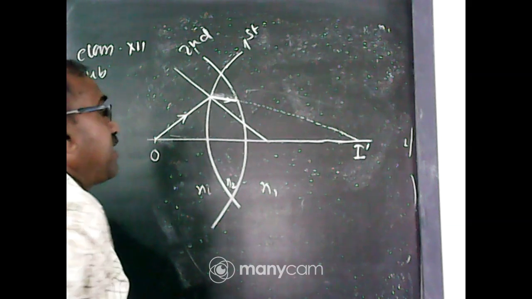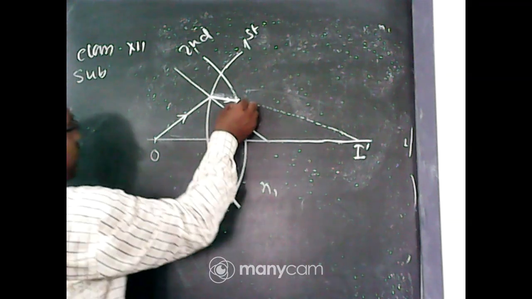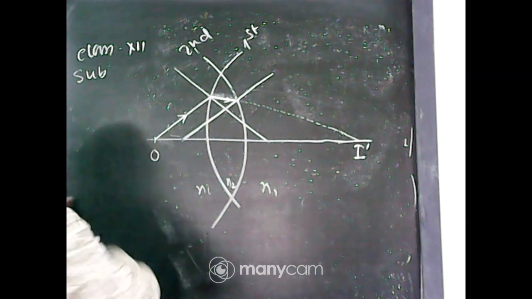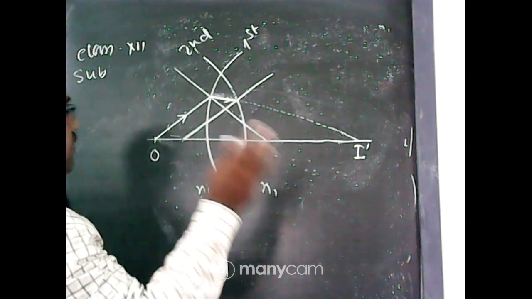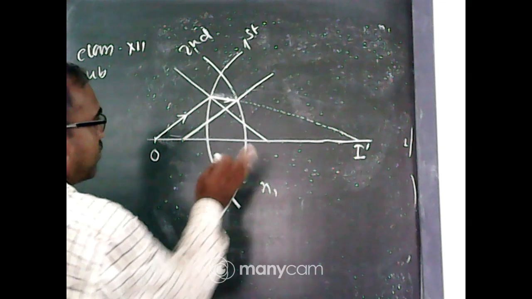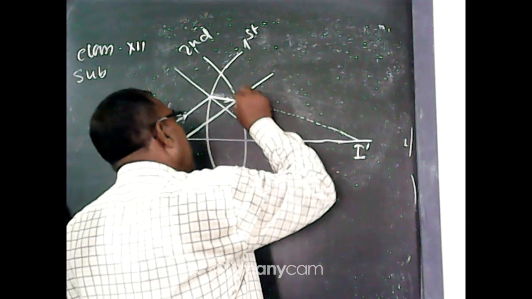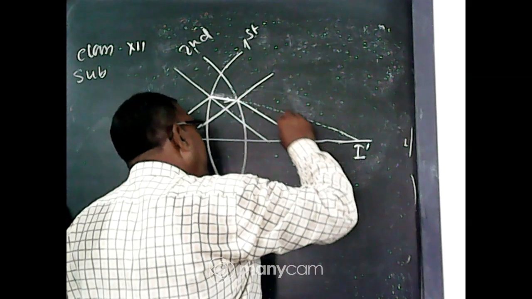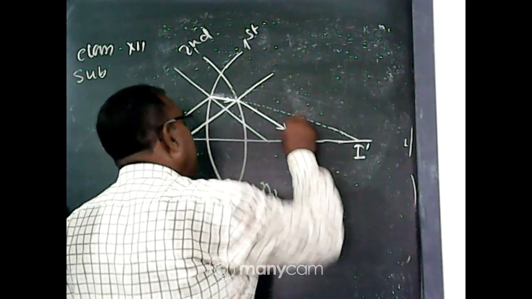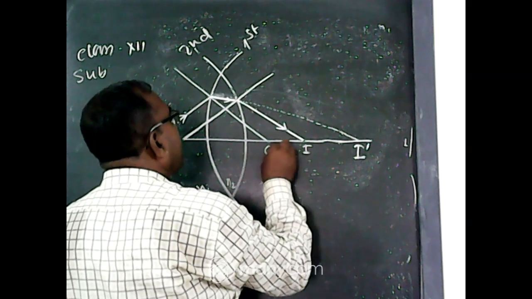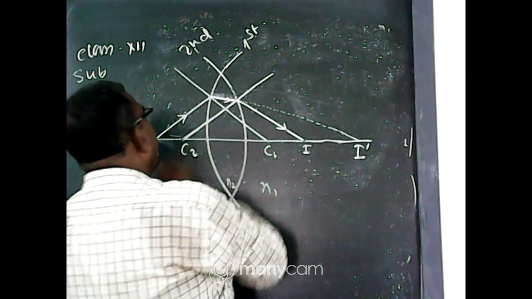Due to the presence of the second surface, you draw the normal on that point. The normal is this. This is denser and that is rarer, so the ray will be bent away from the normal. That is the final image. That is the C1. This is the C2.